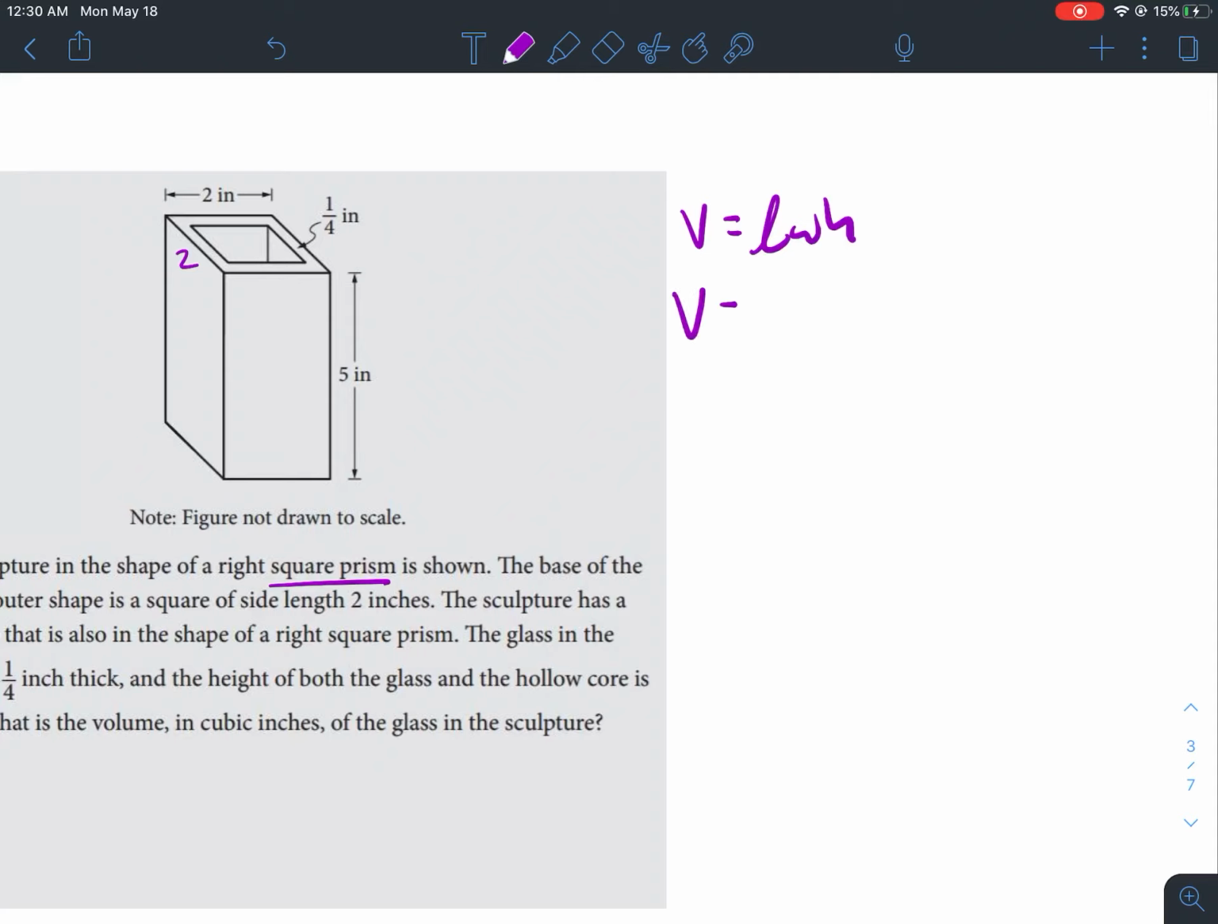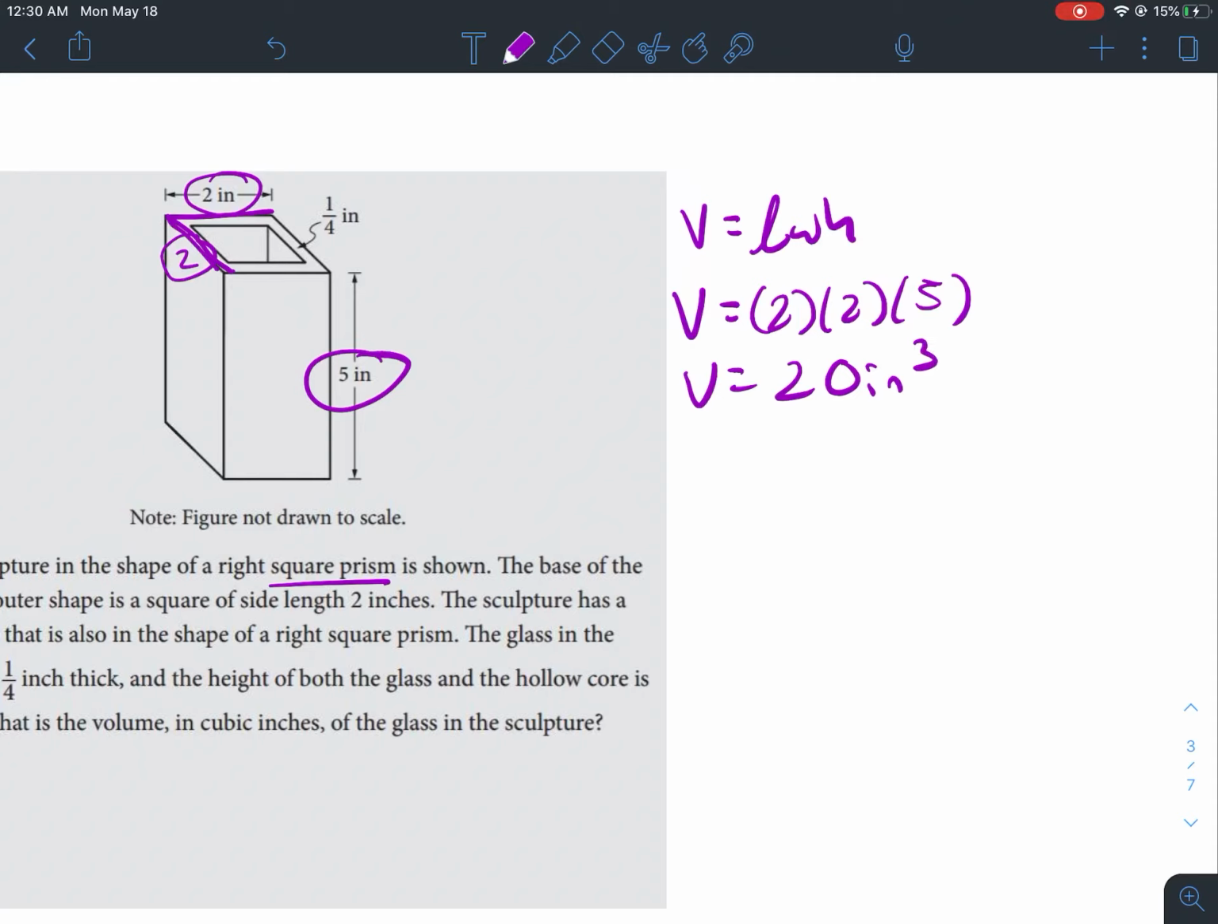So for the volume of the entire thing, we're going to use a 5. I guess that's the height, actually, so we'll use that in a second. So our length and our width of the entire thing, remember, is 2. So we'll do 2 times 2, and then our height is 5. So when we plug that in, we get 20 inches cubed. So again, that is the volume of the entire thing with the center filled in.